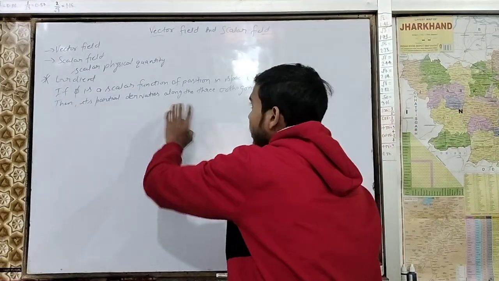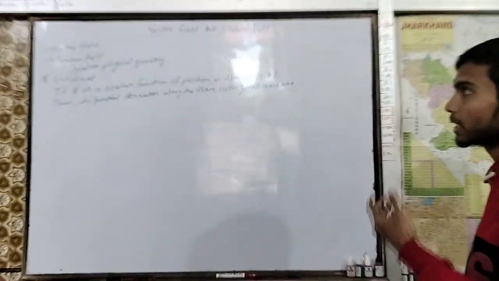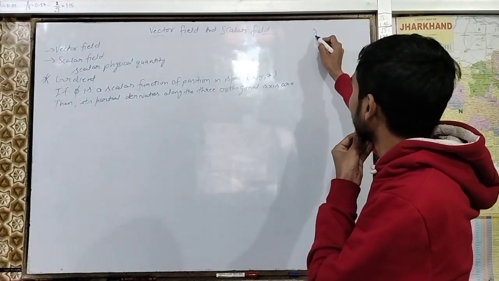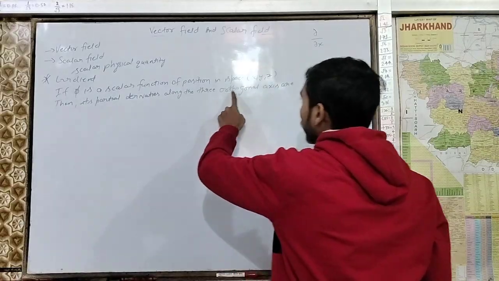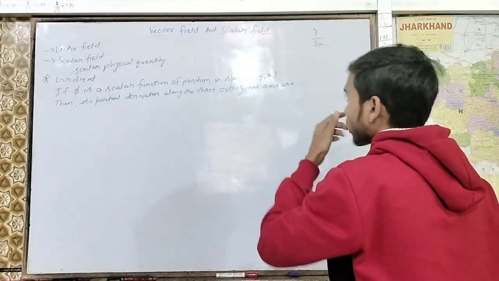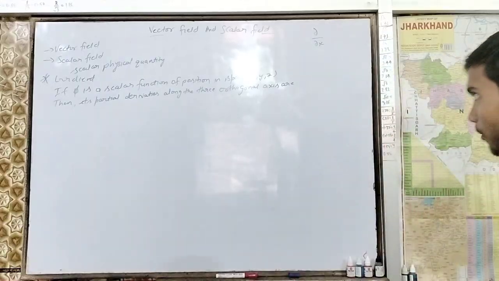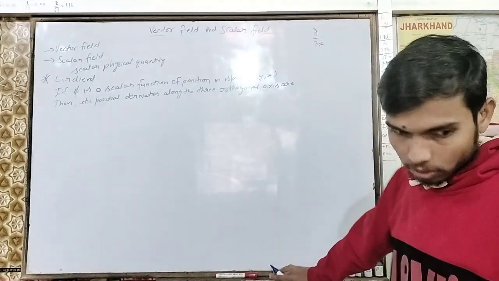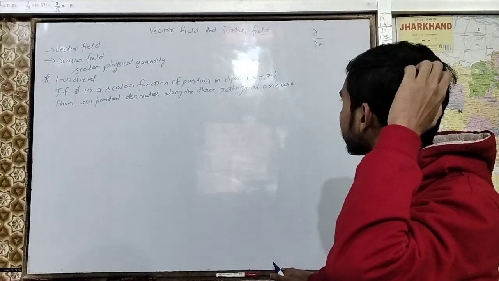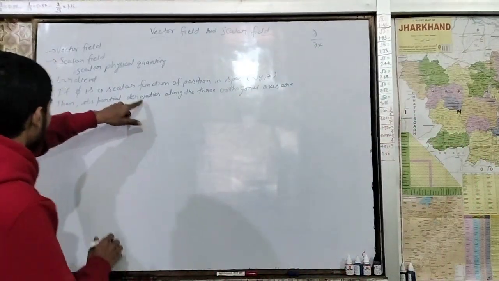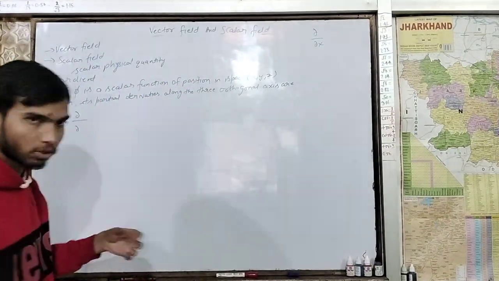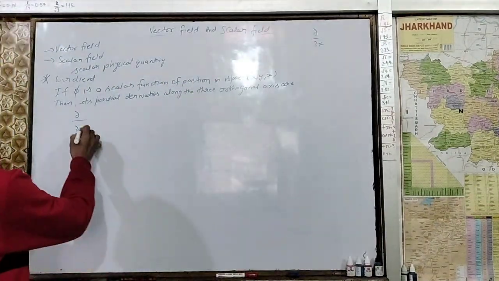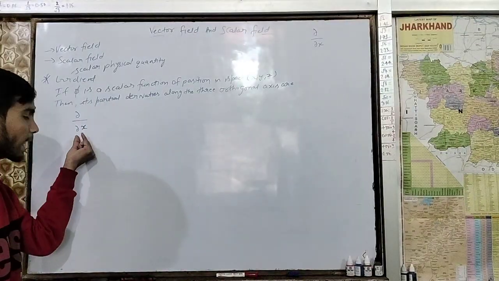Then its partial derivatives. Partial derivatives means this, d phi upon dx. Okay. Partial derivatives along the 3 orthogonal axes. 3 orthogonal axes means i cap, j cap, k cap, and coordinates will be x, y, z. So it's a partial derivative, along the x axis first of all, then the y axis.